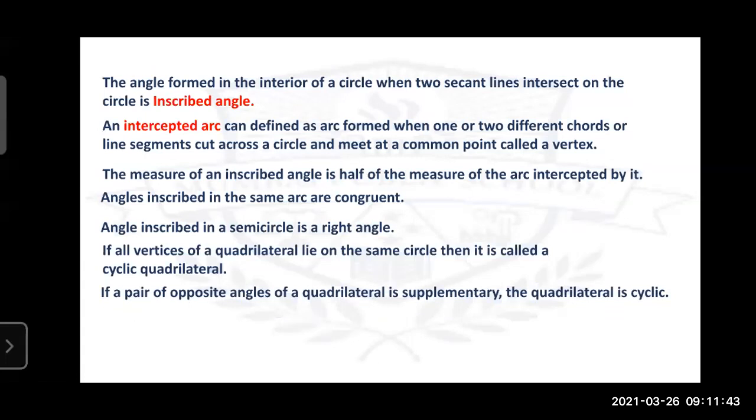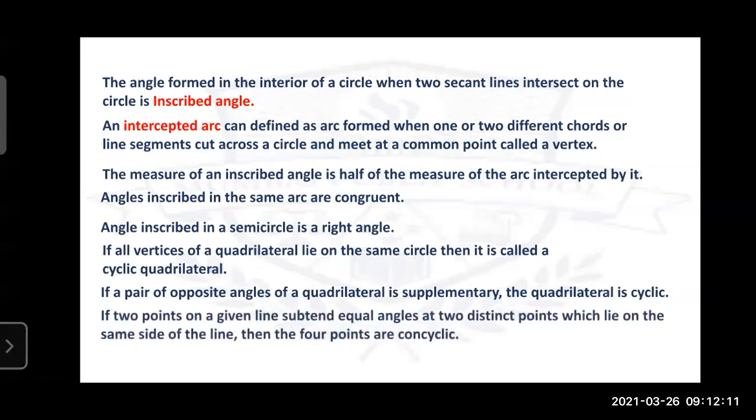Okay. Now next, if the pair of opposite angles of a quadrilateral are supplementary. Supplementary means 180 and complementary means 90. So if the opposite angles of a quadrilateral are supplementary, it means if we draw ABCD, the opposite angles are B and D, or A and C. If opposite angles are supplementary, then we say that it is a cyclic quadrilateral. If 2 points on a given line subtend equal angles at two distinct points which lie on the same side of the line, then the 4 points are cyclic.